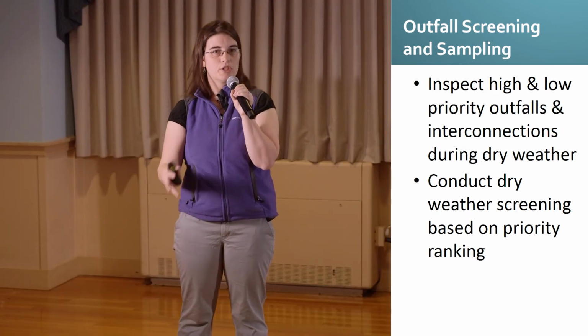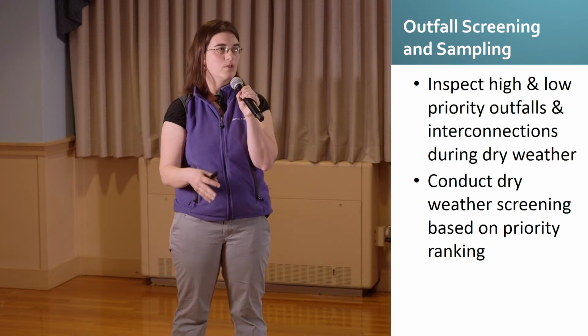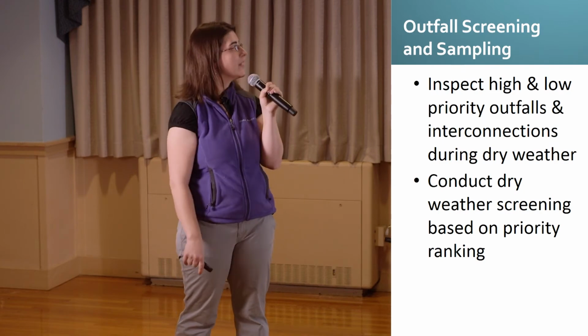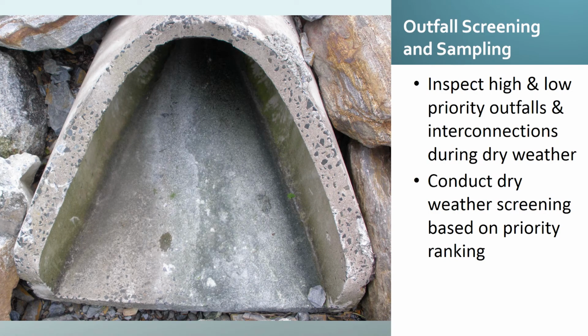So once you've developed your ranking, then you'll need to go out and do an outfall screening for all high and low priority outfalls and interconnections during dry weather. And then you conduct them in the order based on your ranking. We'll talk more about this in Module 3.